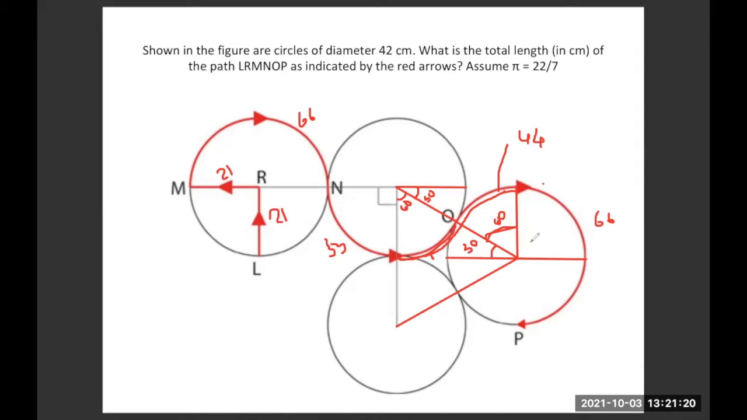No, my answer is different. 251. Ma'am, 251. I calculated wrong. So that's the correct one also.